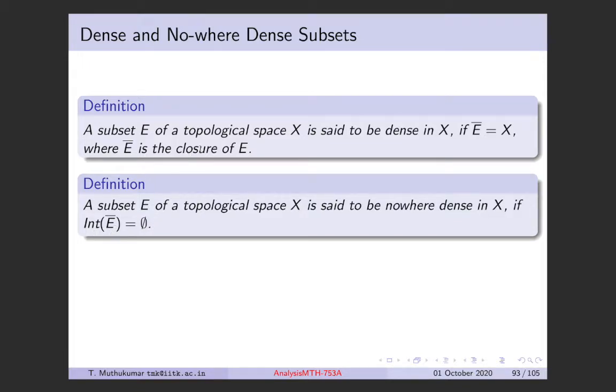Something like, if you take the real line R, then the set of all rationals, or the set of all irrationals, which is a subset of R, are dense in R, right? Whereas the set of all natural numbers or the set of all integers are nowhere dense in the real line.